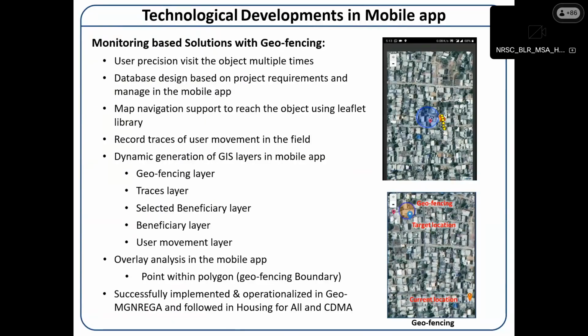Geofencing is also used for geotagging purposes. In this case, we ensure that the person enters the circle and only then carries out the geotagging activity. Such a mechanism is built as part of this. The examples are the Manrega solution, Housing for All, and CDMA. These are solutions where we have adopted this.